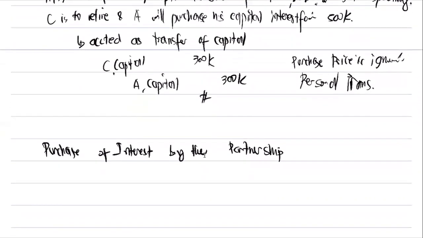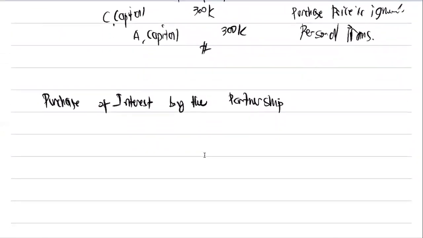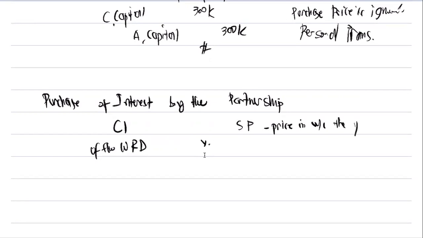Okay. So if ever that is a purchase of interest by the partnership, we compare the capital interest of the withdrawing, retiring, or dead partner versus the settlement price. So what is the settlement price? This is the price in which the partnership purchases the interest.